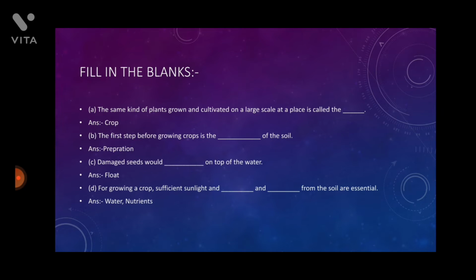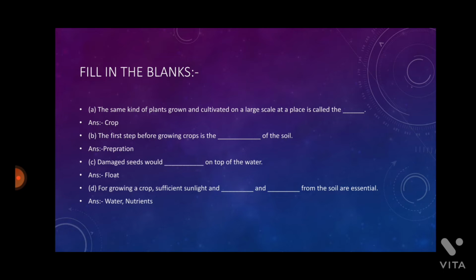Now exercise. Fill in the blanks. The same kind of plant grown and cultivated on large scale at a place is called crop. Second is the first step before growing crop is the dash of soil. Answer is preparation.